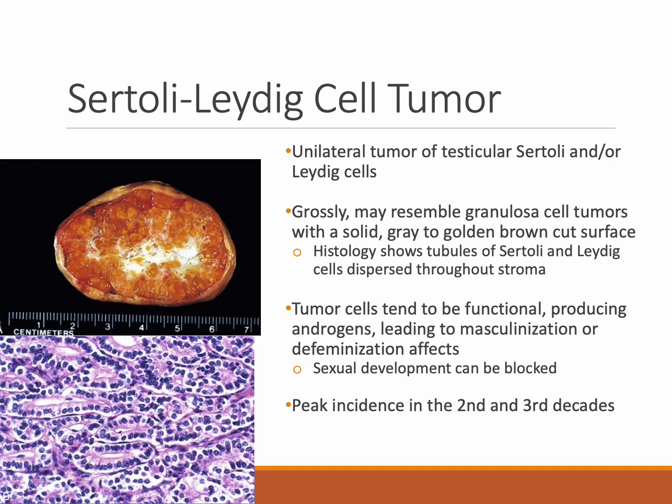tubular cords, essentially. These tumors can be functional, and they're going to be producing testosterone. The increase in androgen can lead to masculinization and defeminization. Especially if they occur early in life, they can actually block sexual development and maturation. So they can be problematic because there are hormones that shouldn't be there.